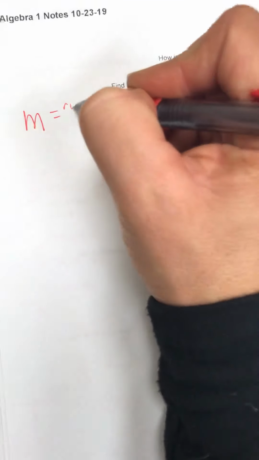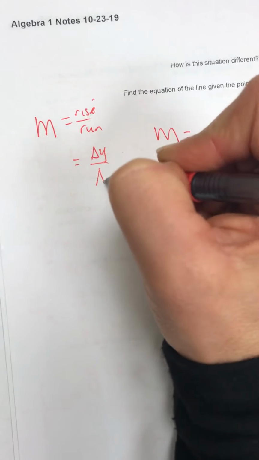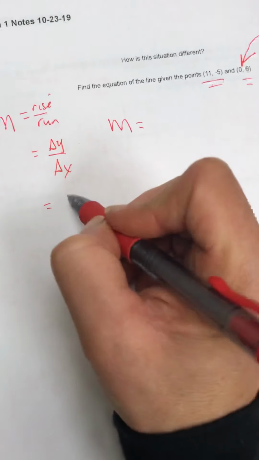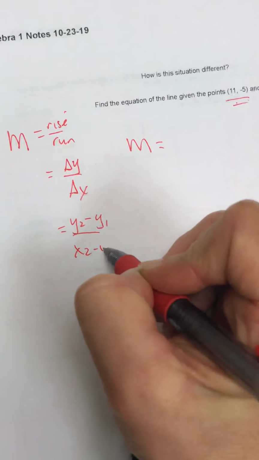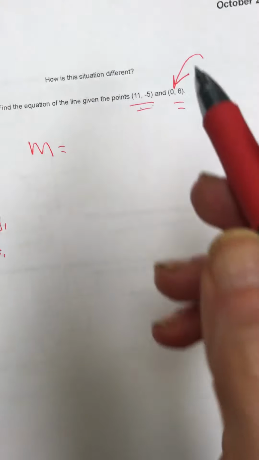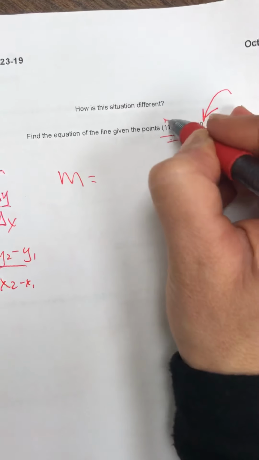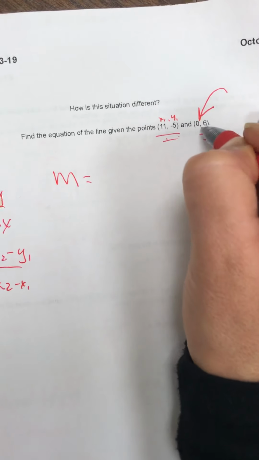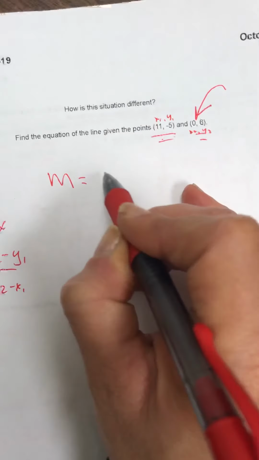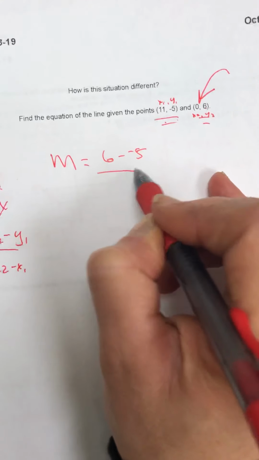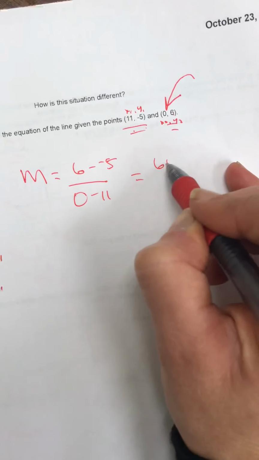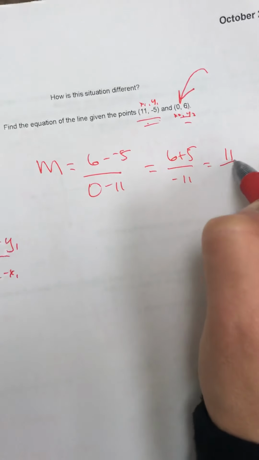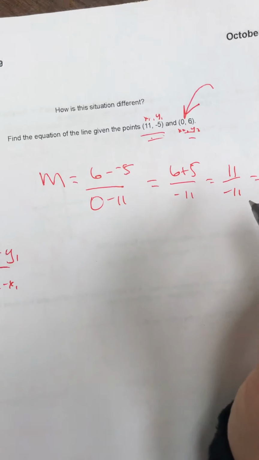What is slope? Well, slope we know is rise over run. That's change in y's over change in x. How do you find change? Through the process of subtraction. y2 minus y1 over x2 minus x1. So I can do, if I need to, I label these x1, y1, and 0, 6 will be x2, y2. I can then do 6 minus negative 5 over 0 minus 11. 6 minus negative 5 actually becomes 6 plus 5, over negative 11. That's 11 over negative 11, which is negative 1.